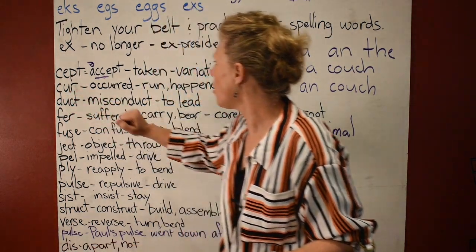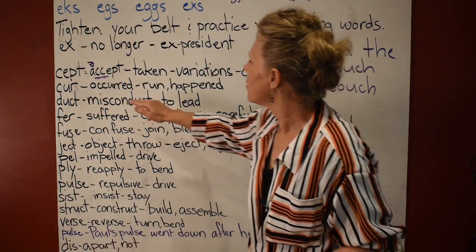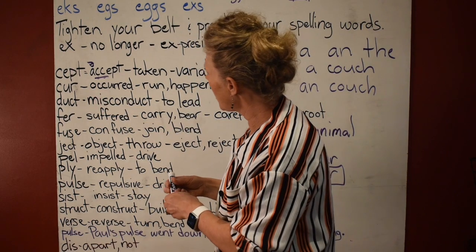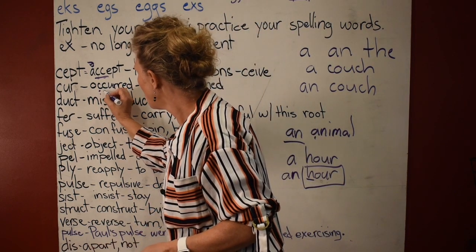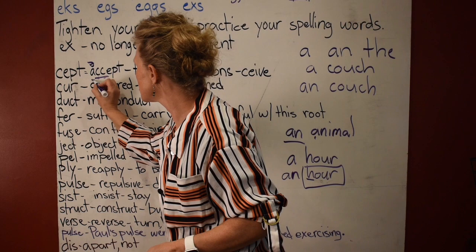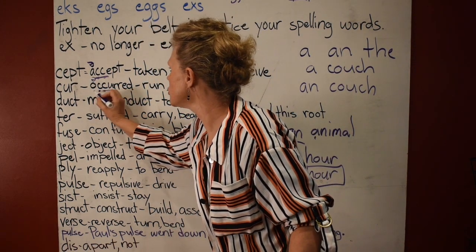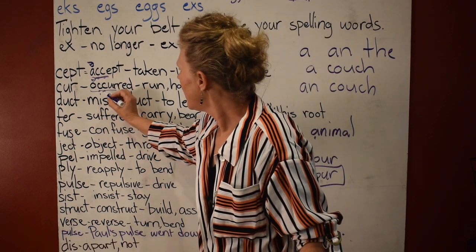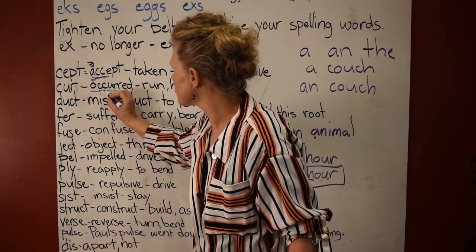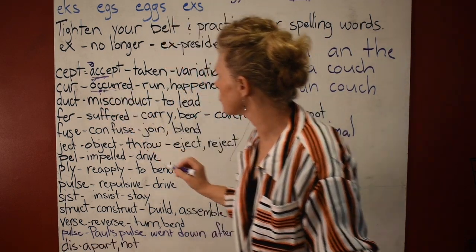C-E-P-T. C-U-R. Occurred. Now, look at this. You have a double C here. And see, look, this turns to schwa. So, occur, that is your main word. And this is your prefix, this is your Latin root. One for the prefix and one for the root.